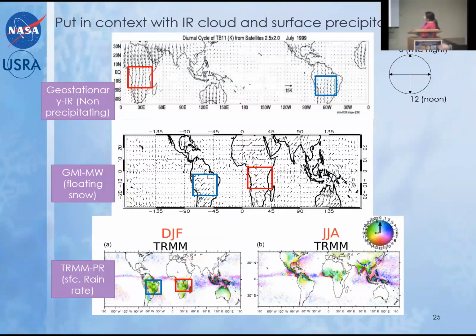And then for the floating snow case where GMI is retrieved, you can see it peaks around 15 local time. And then for the TRMM, you can see over these two regions, it peaks in the evening time. So this basically shows you that the anvil cloud starts to precipitate and then eventually precipitates on the ground.